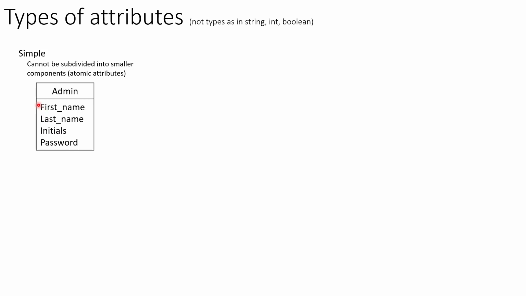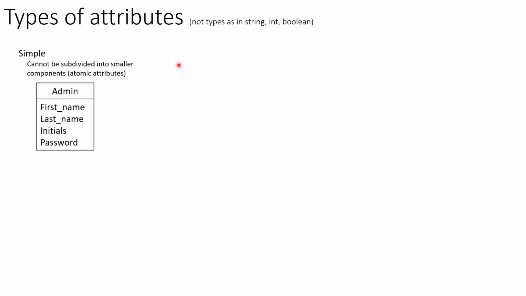I could have a full name property, which would then actually contain first, middle, last name, but that can still be considered in some cases an atomic attribute, an atomic value that doesn't make sense to split down even further. I would not have an attribute with initials and full name together. I don't know what that would be called, but that's clearly two different pieces of data. So that's the idea of simple.